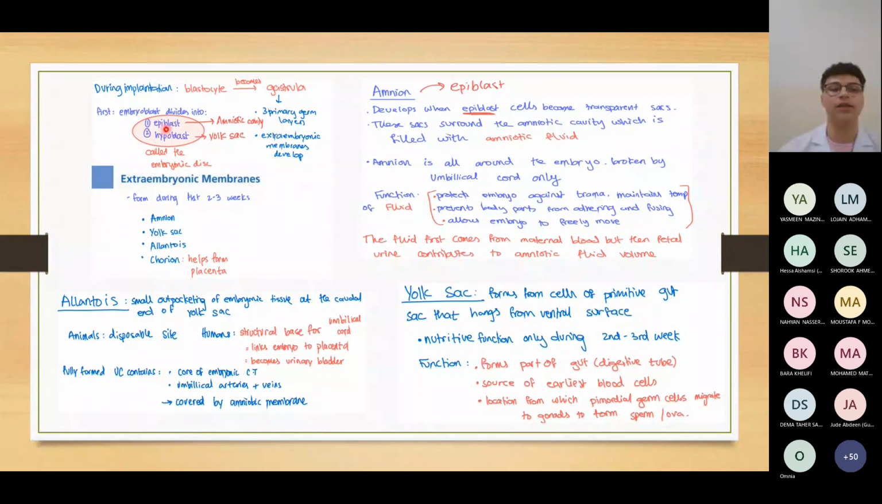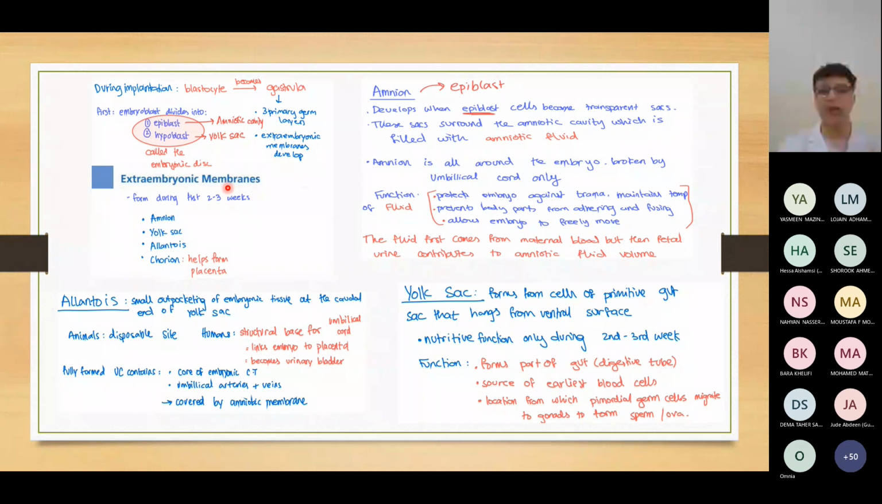As you can see here, the embryoblast, which I mentioned before, divides into the epiblast and the hypoblast. And what do we call it? The embryonic disc. It also has another name, the bilaminar germ layer. Bi means two, so epiblast and hypoblast we call a bilaminar germ layer. Now, in week three, these extra-embryonic membranes mostly develop in week two and week three, but their full maturation happens in week three. We have four extra-embryonic membranes I want you to remember and focus on: the amnion, the yolk sac, the allantois, and the chorion.